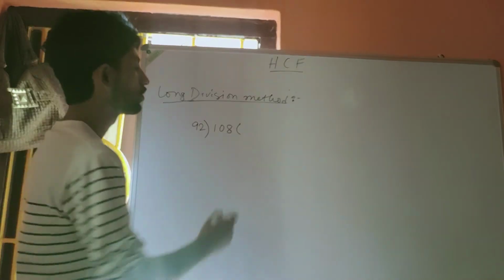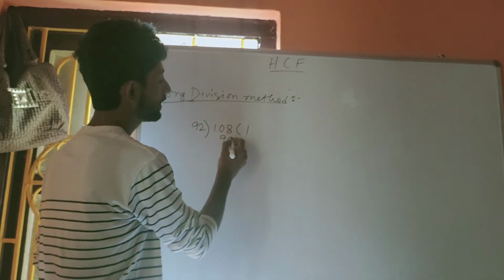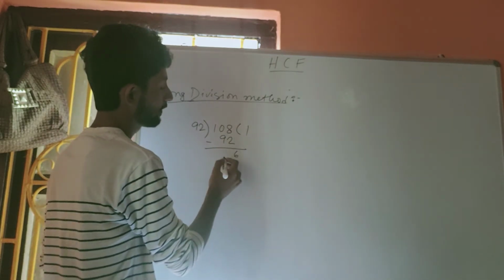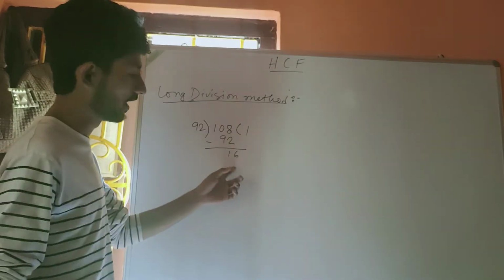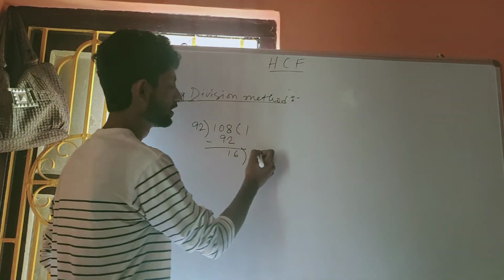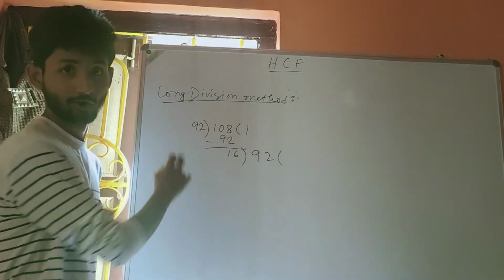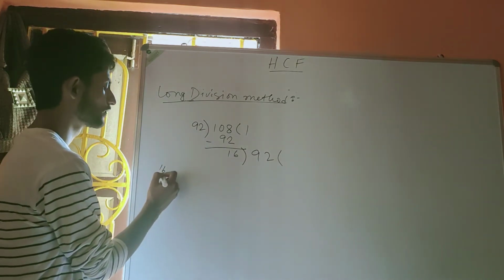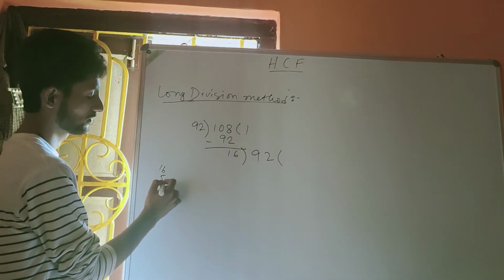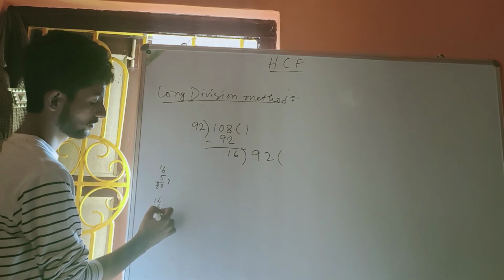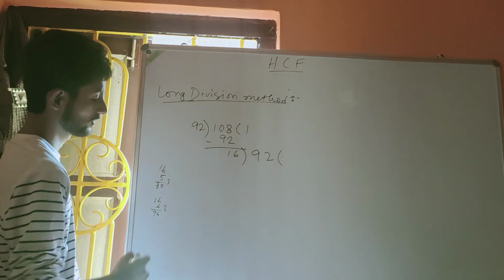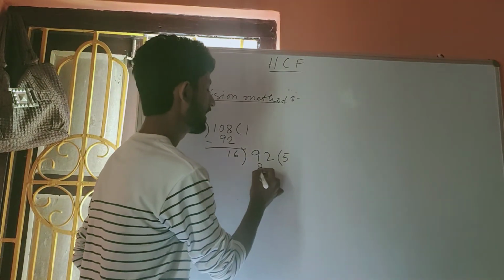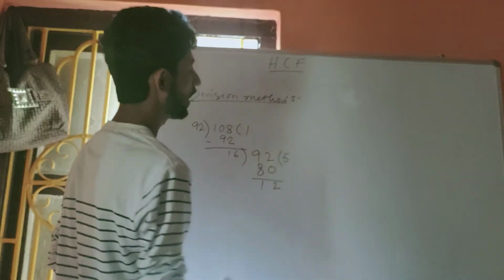Now divide it. It will go with 1. Then it will be 92. Now subtract it. 8 minus 2 is 6. 10 minus 9 is 1. Now whatever the remainder is, 16, you have to divide 92 with it. This is the divisor. How many times of 16 will be 92? 16 6s are 96, so we have to take 16 5s, which are 80. So it will be 12.